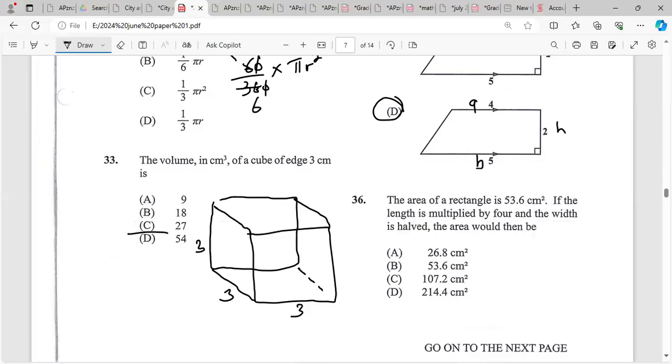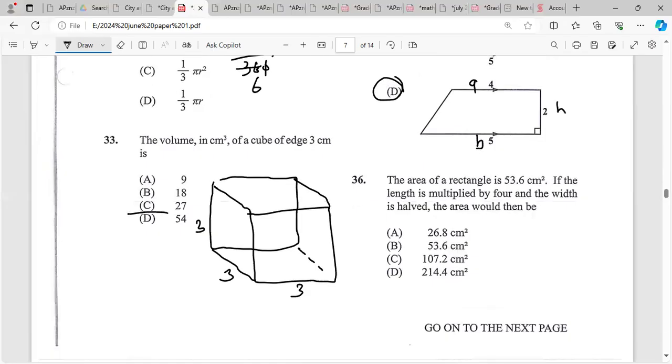The area of a rectangle is 53.6 centimeters squared. If the length is multiplied by 4 and the width is halved, what is the area? Basically, you multiply by 4 and divide by 2. So it's like you multiply it by 2. So that should be 107.2.